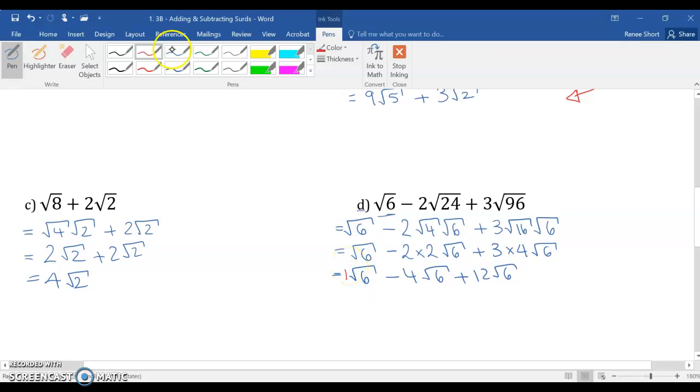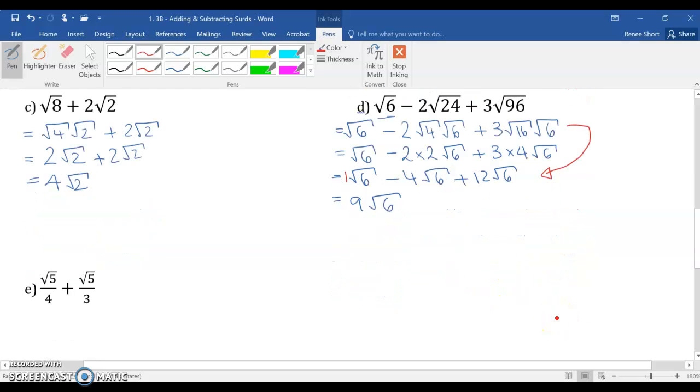So I know technically there's a 1 in there. So I've got 1 minus 4 plus 12. Or you can think of it as 12 minus 4 is 8. 8 plus 1 gives me 9 root 6. Another thing is, if you like, you can go from here straight to there. So if in your head you can simplify root 4 to be 2 and just go straight away, 2 times 2 gives me 4, and here 3 times 4 gives me 12. You can do that in one step if you like as well.